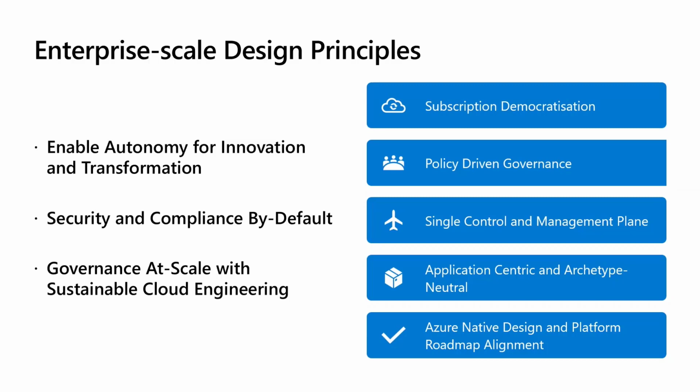When we talk about policy-driven governance, basically you have a policy that deploys the virtual network, and you have another policy that deploys all agents and extensions used in order to have a compliant virtual machine. Then those policies target the scope of the subscription. So this is what we mean with subscription democratization. It's a unit of management, monitoring, governance, security, scaling, and so on.